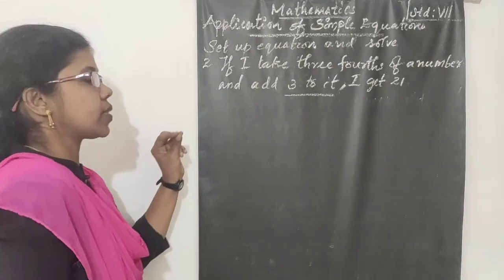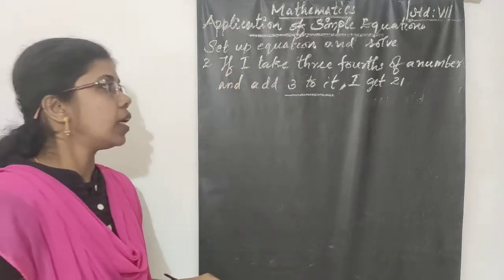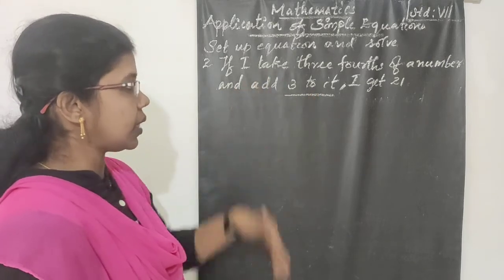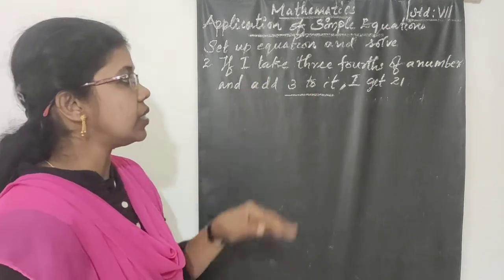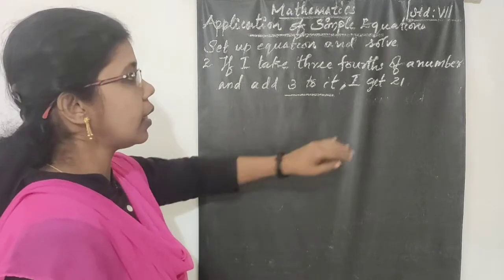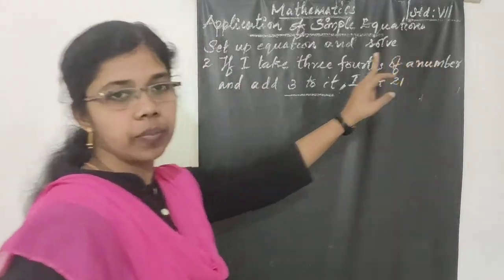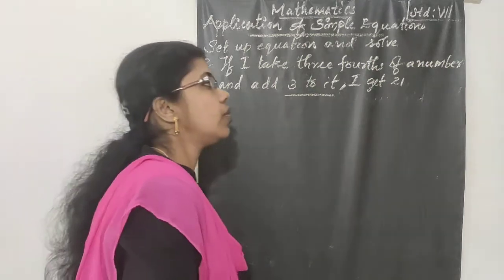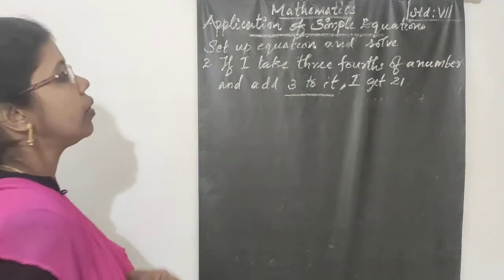This is our second question. If I take 3/4 of a number and add 3 to it, I get 21. We have to find that unknown number. Okay, what is the question? If I take 3/4 of a number and add 3 to it, I get 21. Here first we have to take the unknown number equal to x.